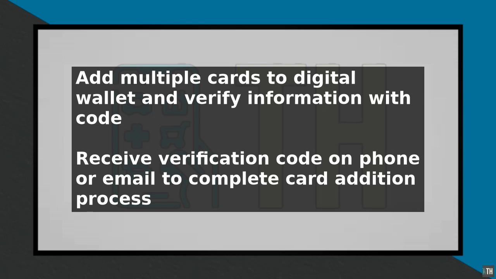To make an in-store payment, open the Bank of America mobile app and select the card you want to use. Hold your device near the contactless payment terminal and authenticate the transaction using your fingerprint, Face ID, or passcode.